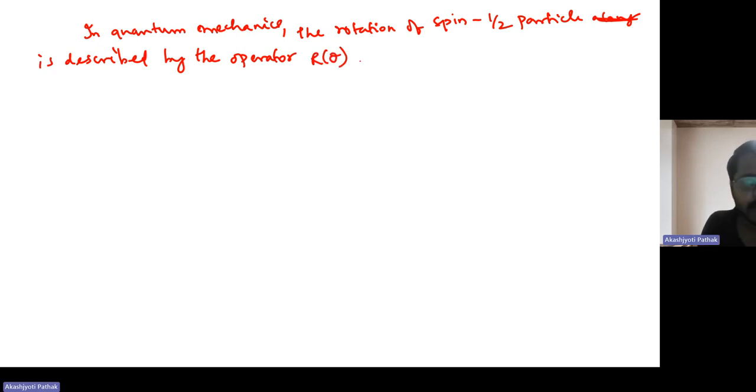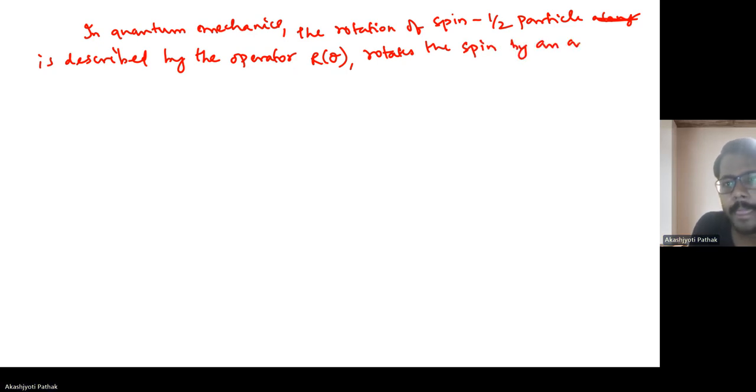And what does it do? The operator R theta rotates the spin by an angle theta around the given axis.